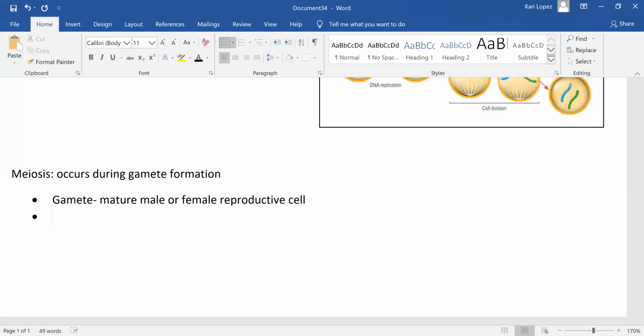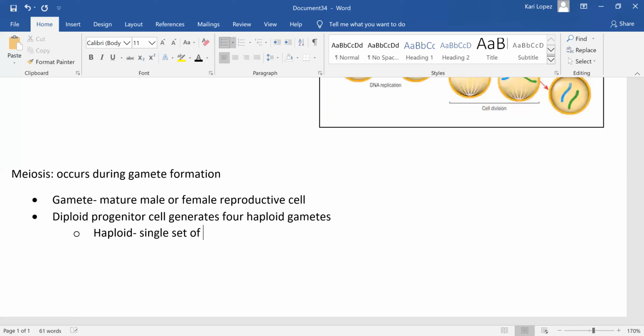Now, how this one does is you've got a diploid progenitor. What's progenitor? The very first one? Yes, the very first one. It's going to generate 4 haploid gametes. Now, what's haploid? Haploid is going to be a single set of unpaired chromosomes.